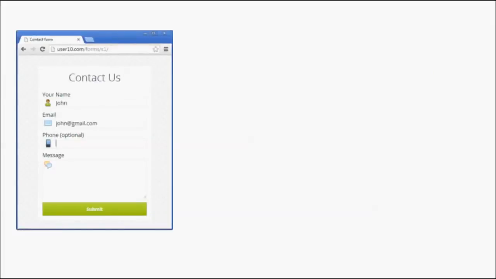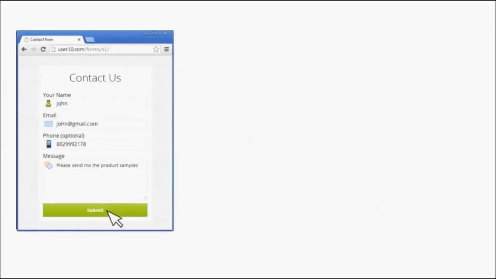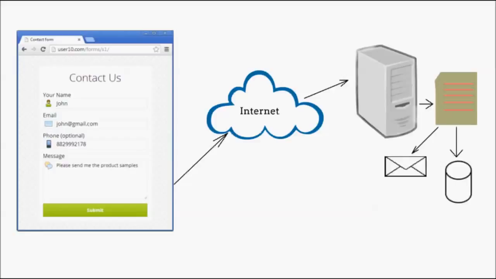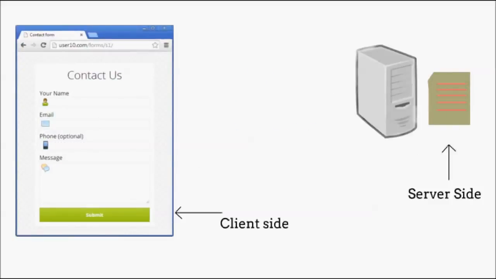When you fill and submit the form, the browser sends your form data to the web server. On the server, we need to have a script to process the form data that comes in. The server-side script collects the form data, sends emails, saves to database or file. The client-side code cannot do processing like sending email or saving to database, so a form needs to have both these parts for proper working.